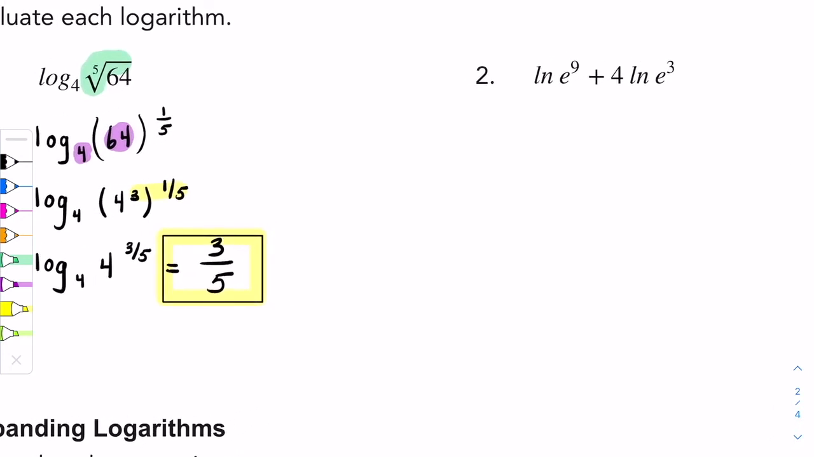Number 2 is ln of e to the 9th plus 4 times ln of e cubed. So the only thing I recognize to do first is to convert my exponents using the power property. I'm going to write this as 9 times ln of e plus, I already have a value of 4 right here, so I need to multiply this, 4 times 3 times ln of e. The 9 value was originally the exponent, and this 3 value was originally an exponent.